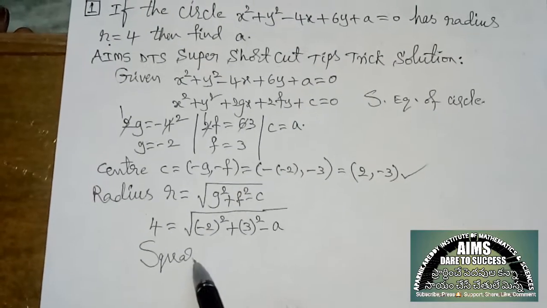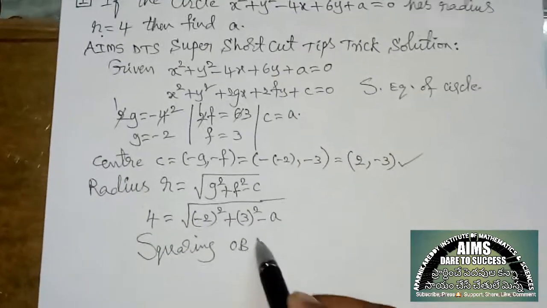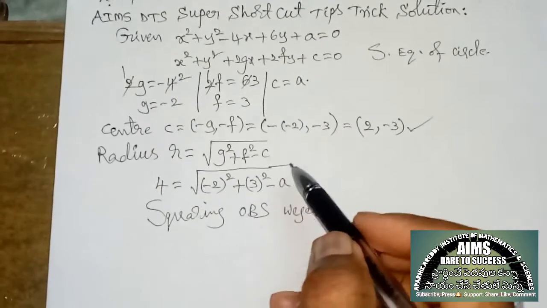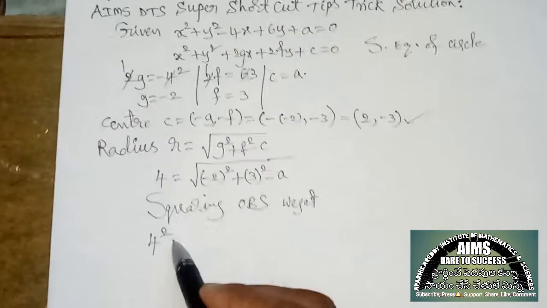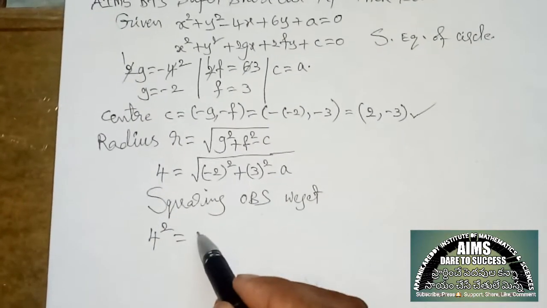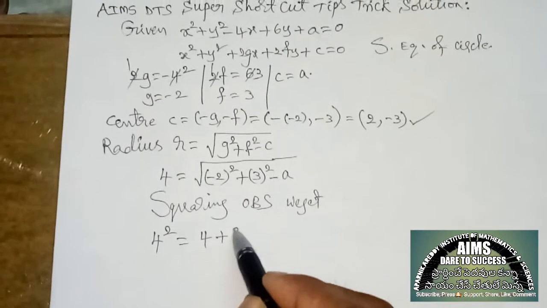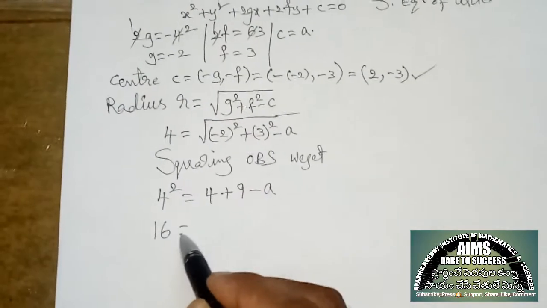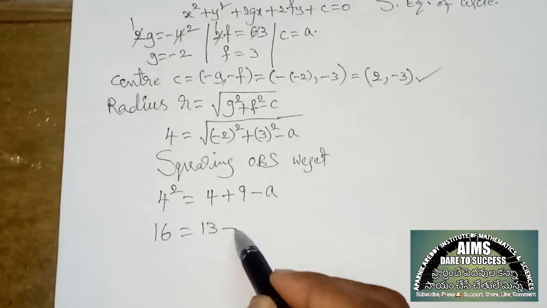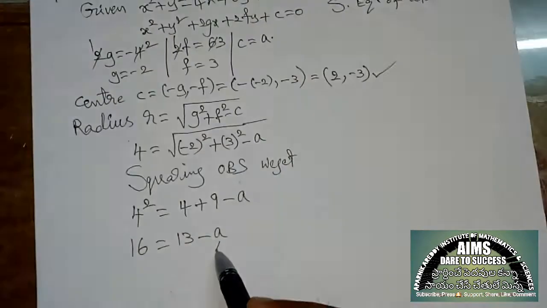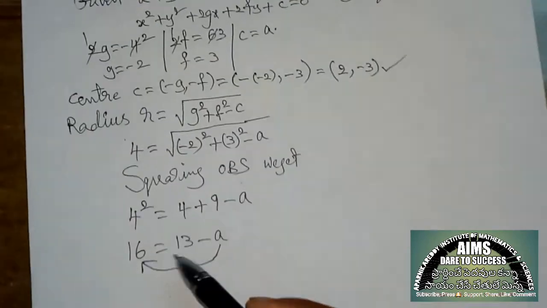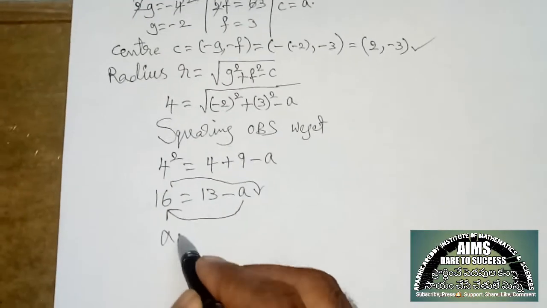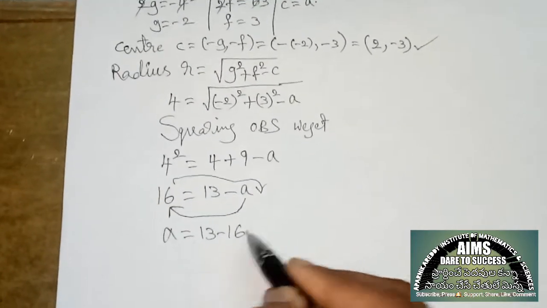Now I am taking squaring on both sides. Why? Because here we have a square root. So 4 square is equal to, the square root gets cancelled. We get minus 2 whole square is 4, plus 3 square is 9, minus a. 4 fours are 16 is equal to 4 plus 9 is 13 minus a. Minus a coming to the left side and 16 is coming to the right side. We get a is equal to 13 minus 16.